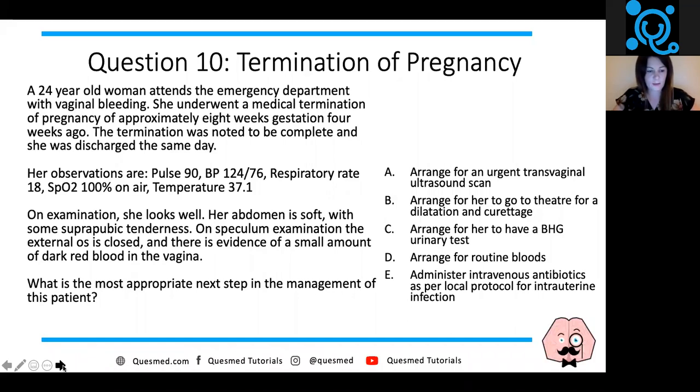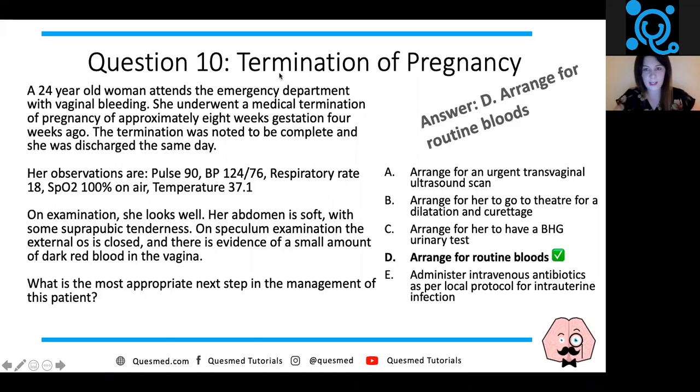Great. Thank you for answering there. So I've got some mixed responses here. The single best answer here was D, routine bloods to be taken. So we'll go through this one and talk a bit more about terminations of pregnancy.